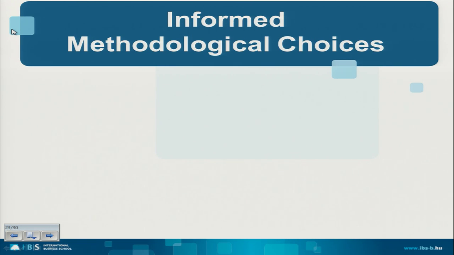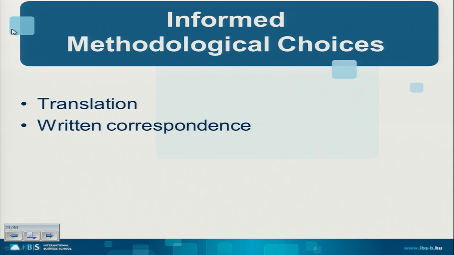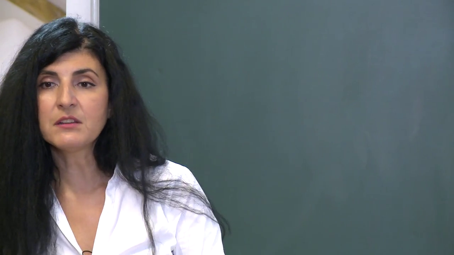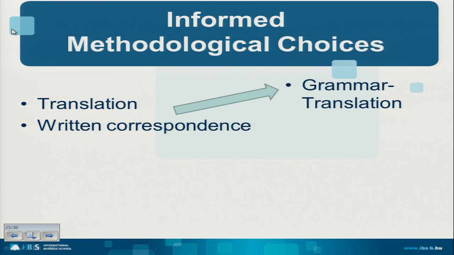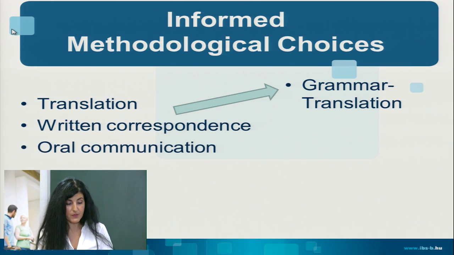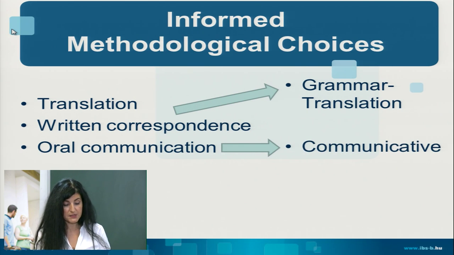And what I think this makes for our informed choices is, first of all, we need to start thinking about reintroducing translation and written correspondence. Which of the methods focuses on this? Grammar translation. And I think there's nothing wrong with reintroducing a few elements, not perhaps the drilling things, but looking at communicatively reintroducing translation into the language classroom. Oral communication, of course, this is self-evident, and that's the communicative approach.